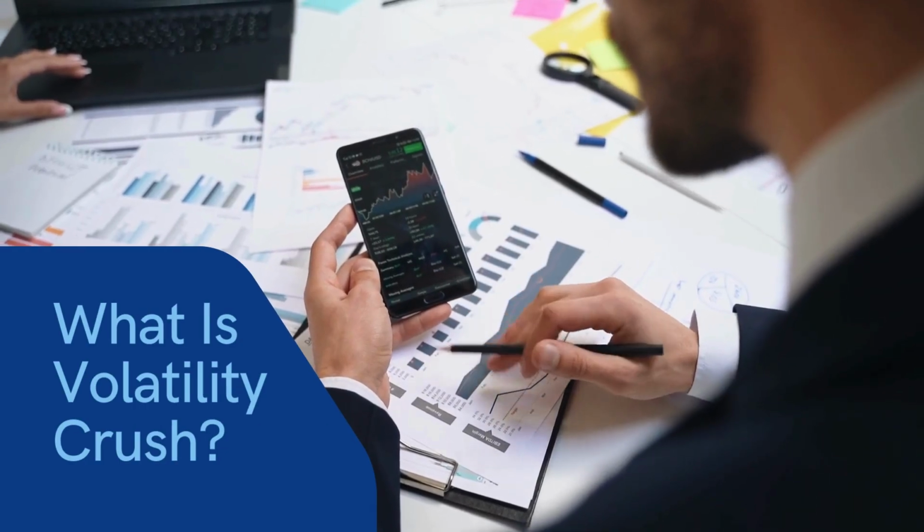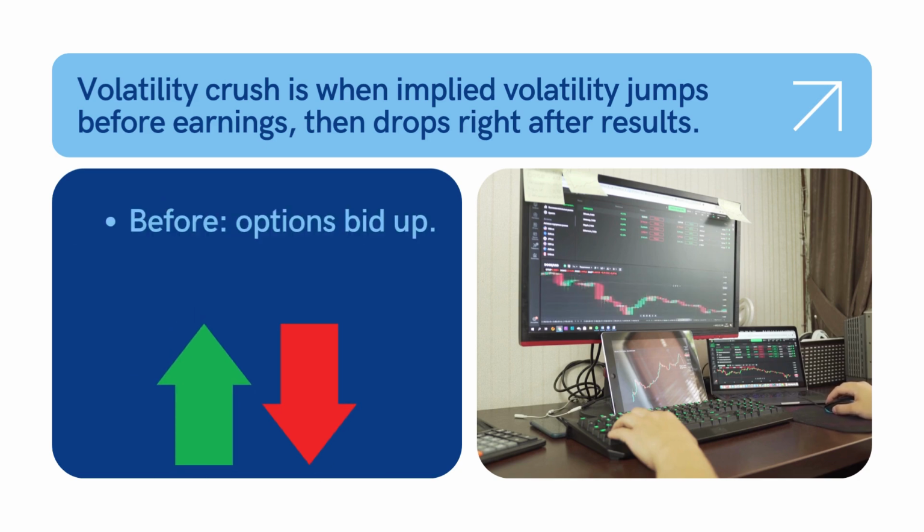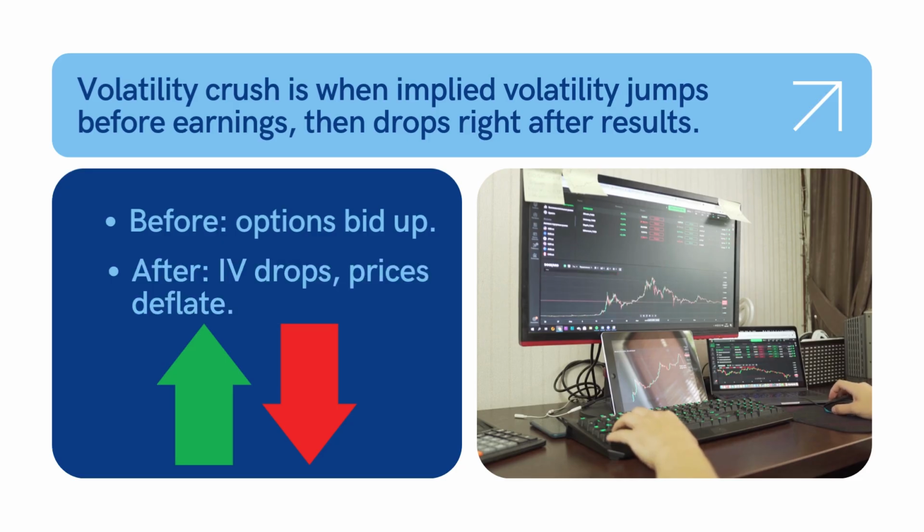What is volatility crush? Volatility crush happens when implied volatility spikes before earnings and then falls immediately after the results are released. Before earnings, traders bid up options, expecting a big move. After earnings, uncertainty is gone, so IV collapses and option prices deflate. This means even if you're right on direction, you can still lose if you don't account for IV changes.